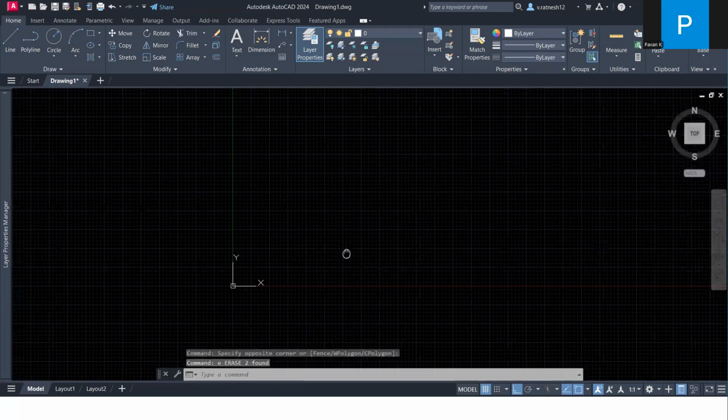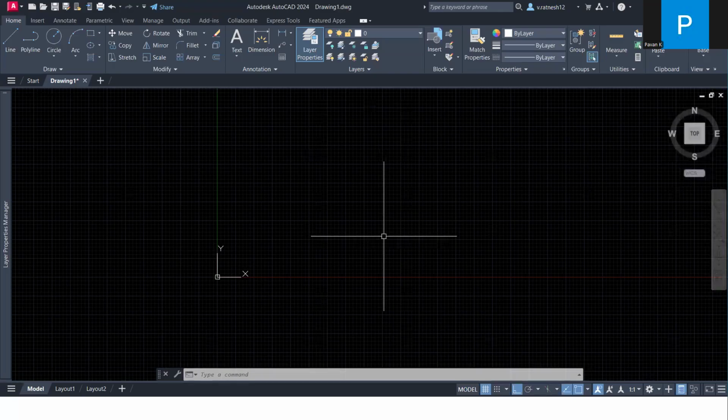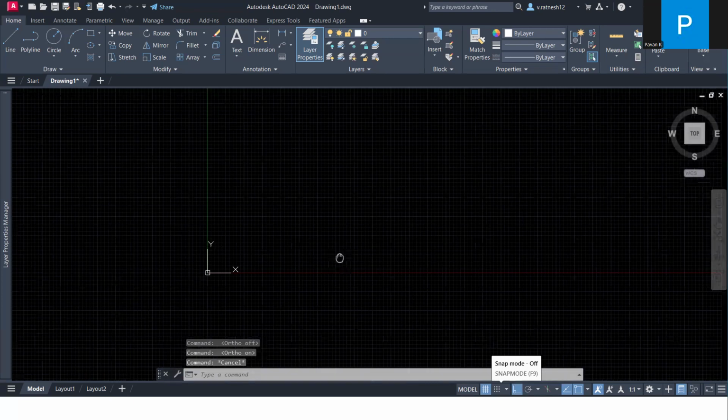If you have to draw a straight line, just turn on the ortho. There is a shortcut key, F8, to turn the ortho on and off. I am providing the command. You can see that I am using my keyboard. This is on, off. So I'm going to use it with the ortho.